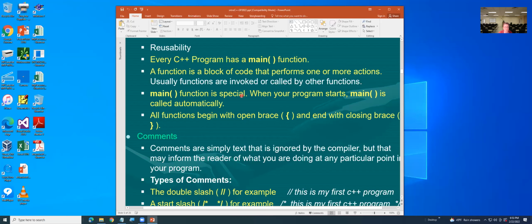The main function is special. When your program starts, main is called automatically. That means the first thing they do is call that main function. A function begins with an open brace and ends with a closing brace. If you open, then you must close.